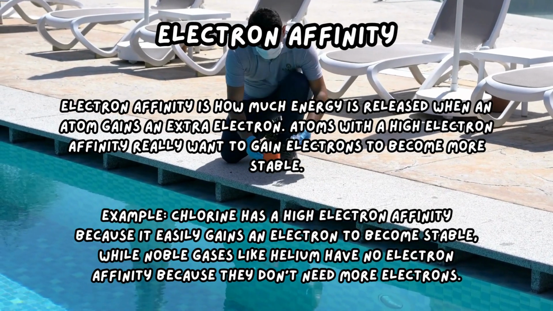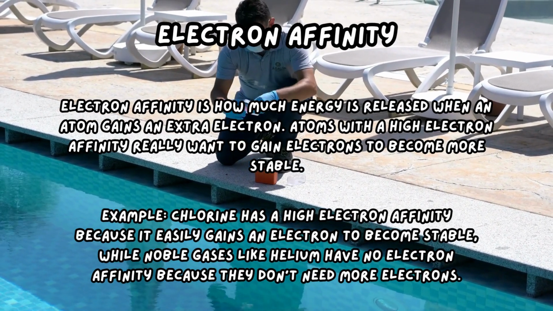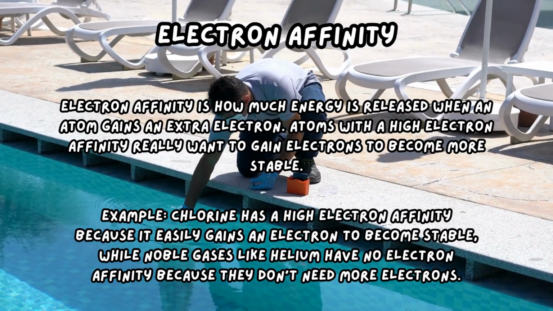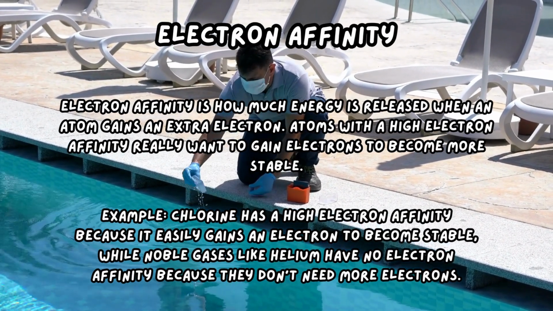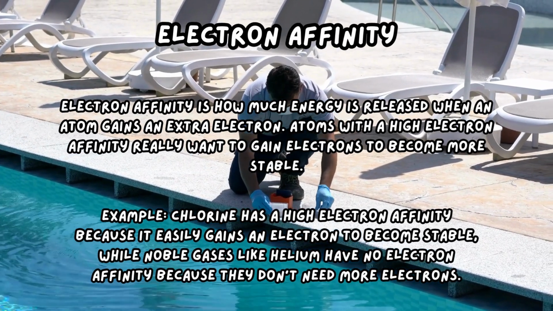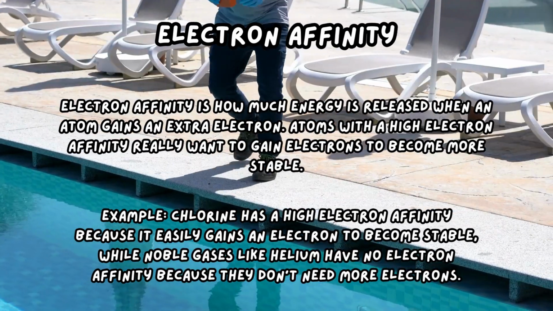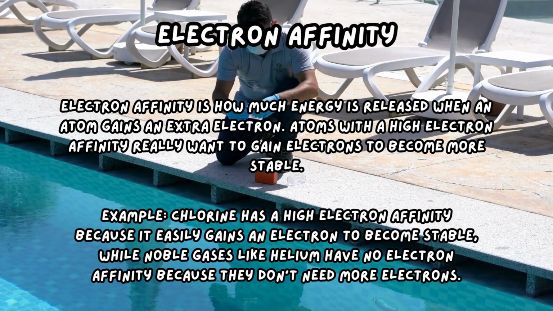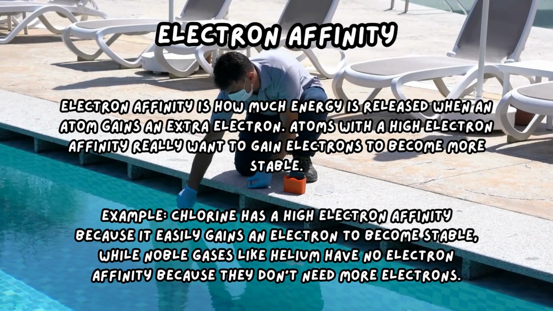Electron affinity. Electron affinity is how much energy is released when an atom gains an extra electron. Atoms with a high electron affinity really want to gain electrons to become more stable. Example, chlorine has a high electron affinity because it easily gains an electron to become stable, while noble gases like helium have no electron affinity because they don't need more electrons.